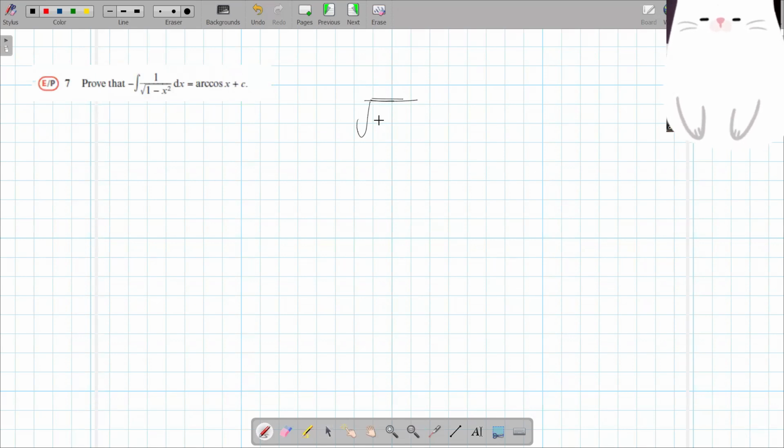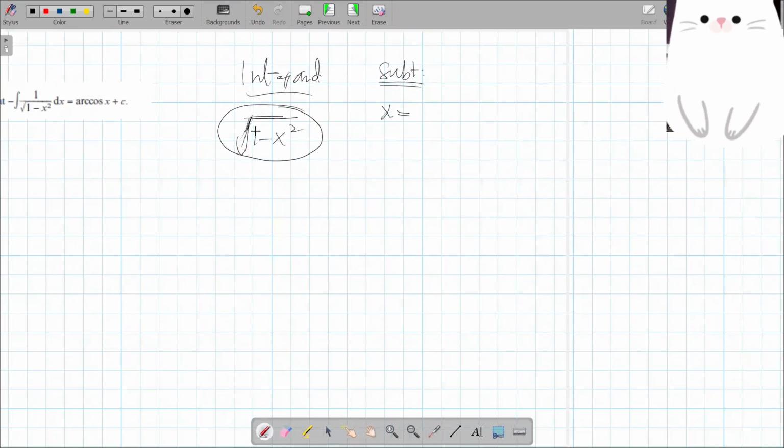Let me add something to your knowledge. If the integrand contains an expression like a squared minus x squared, you need to substitute a trigonometric function for x. So x can be substituted equal to a sine theta, or you can also substitute x equal to a cos theta. Any one of them can give you the result.